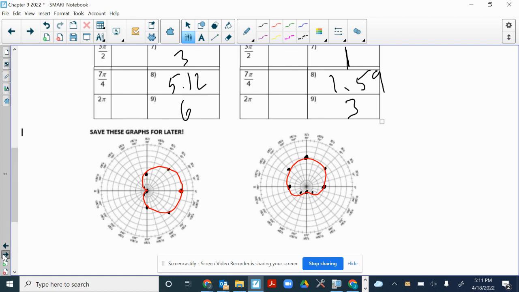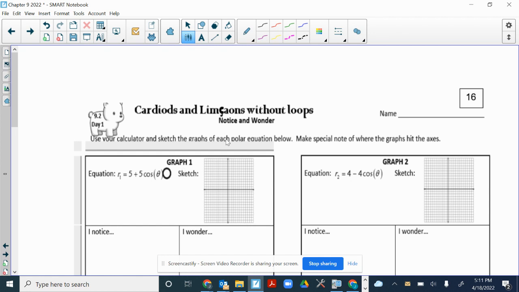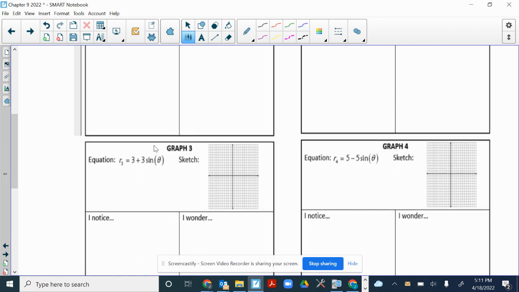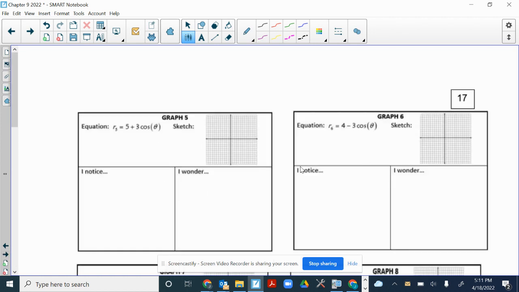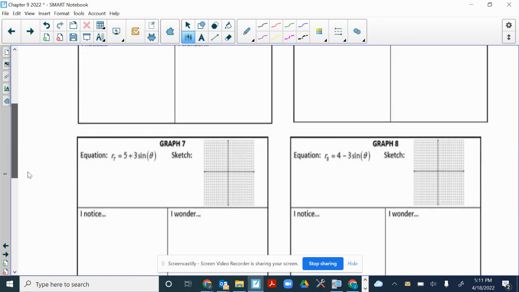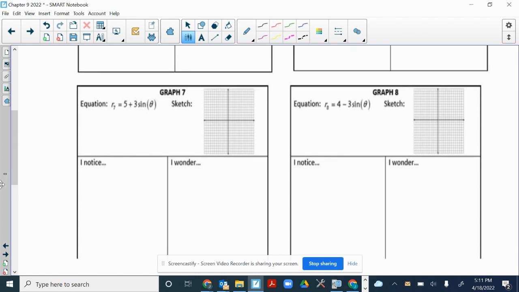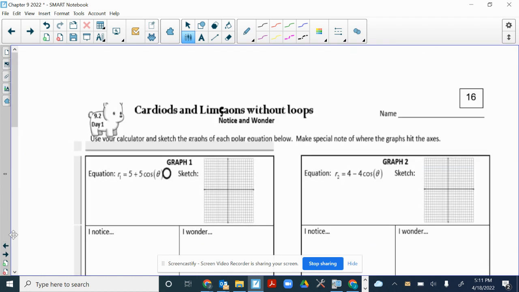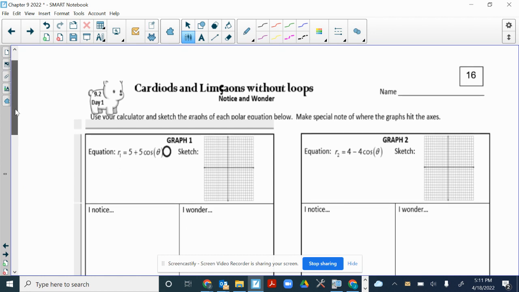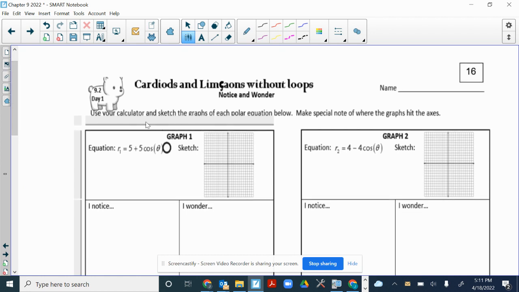So the next couple pages are stuff you guys are going to do on your own. And this is what's called a notice and wonder. I give you a bunch of equations, and you can see there are 4 graphs here, 4 equations that you're going to graph. You're going to say things you notice, say things you wonder. And then there are 4 more graphs on the next page that you're going to do the exact same thing with. And you are using your calculator or Desmos to graph these.